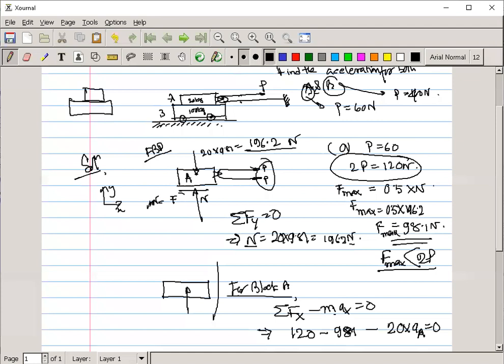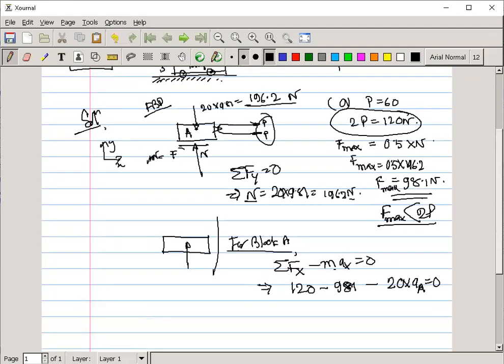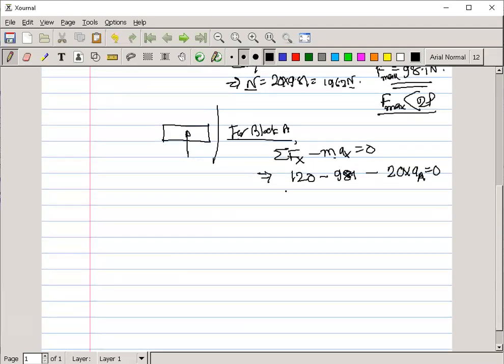So please calculate what is the value of acceleration then. Acceleration then how much? Please calculate. 120 minus 98.1 divided by 20. How much is it?